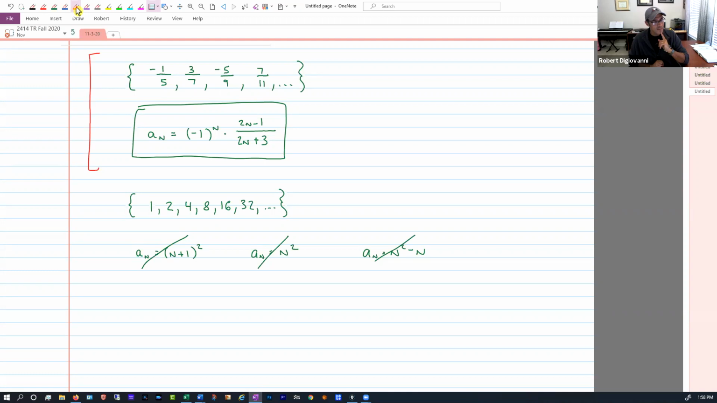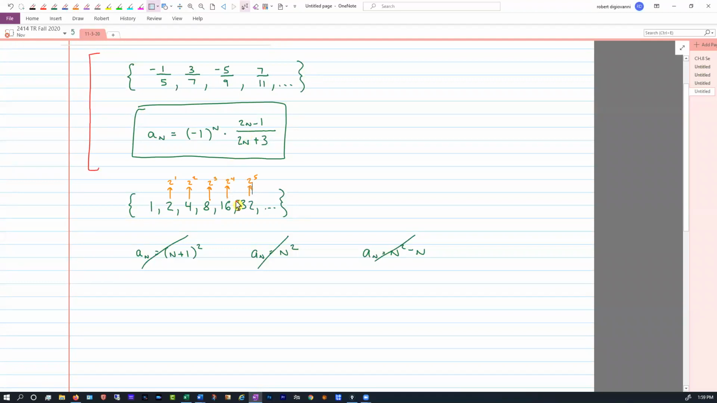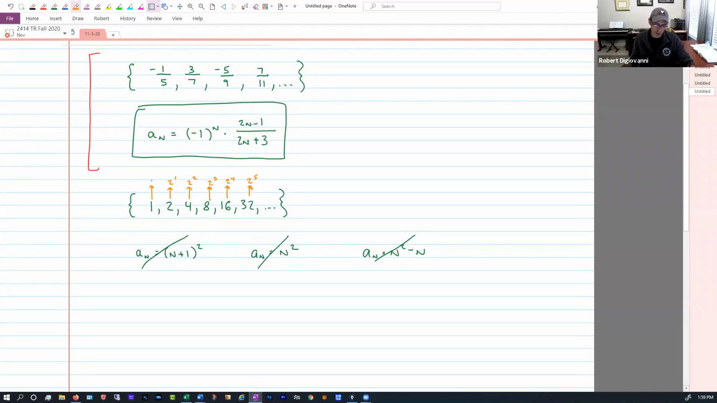Is it 2n? Who said that? Rania. Right, that's it. So look, these are all powers of 2: 2 to the first power, 2 squared, 2 cubed, 2 to the fourth, 2 to the fifth, right? Now, what's this one though? 2 to the what? 0 power. So it's not 2 to the n.